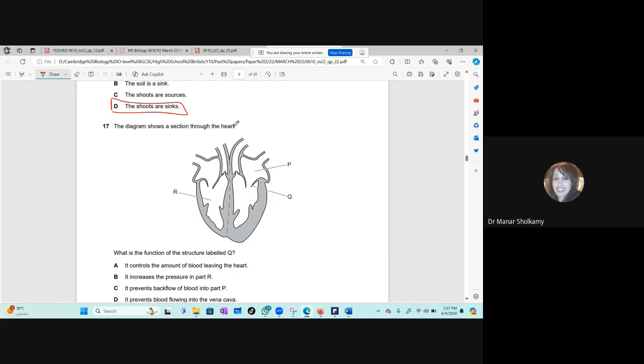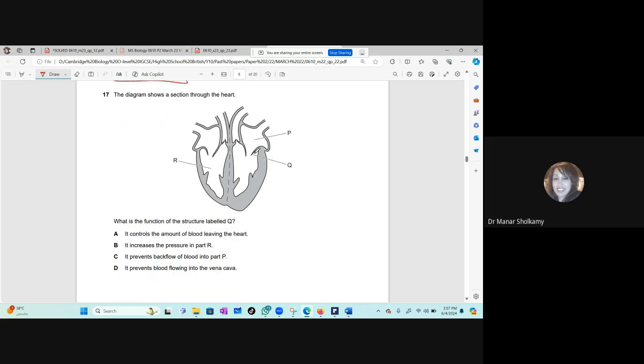The diagram shows a section through the heart. P, Q, and R. Now, what is the function of the structure labeled Q? Again, this is easy. They're the valves, right? Yes, it's a valve. It's an atrioventricular valve. What's the function? It prevents the backflow of blood. Yes, prevents the backflow of blood.